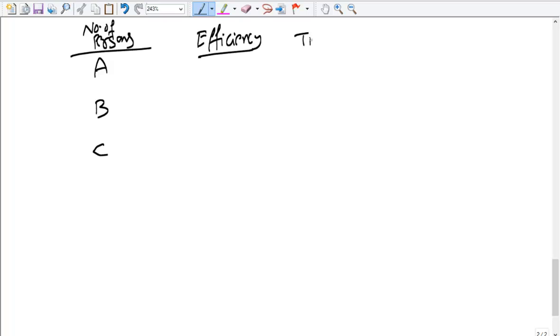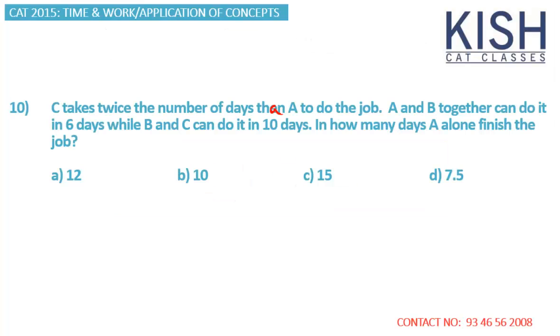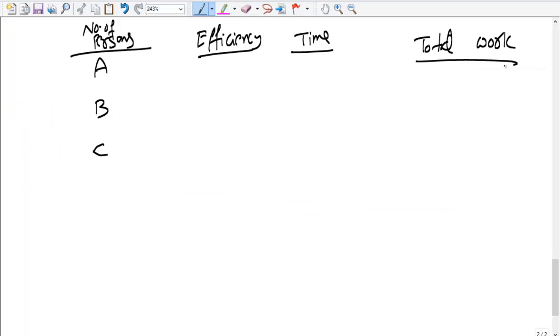We can say capital A, capital B, capital C, and since it is the number of persons, the next one is efficiency, and the next one is total work. Look at the comparison: C takes twice the number of days than A to do the job. If A takes X days, then C would automatically take 2x days.